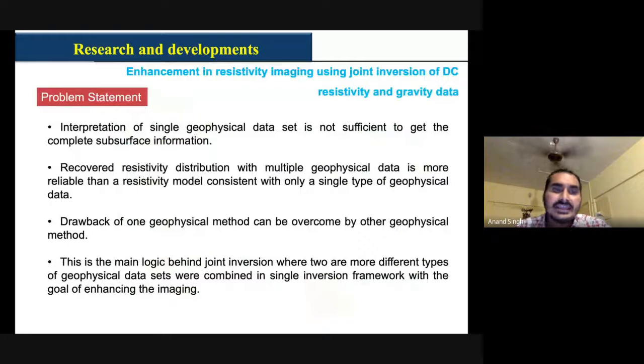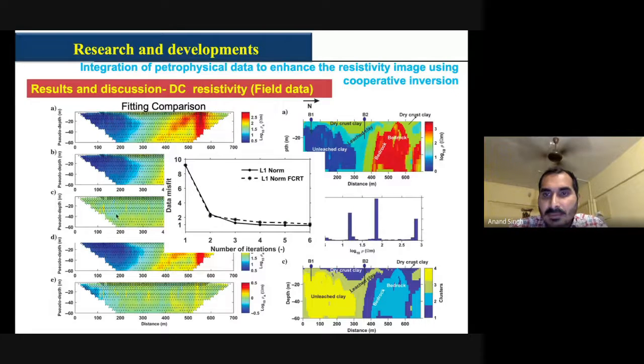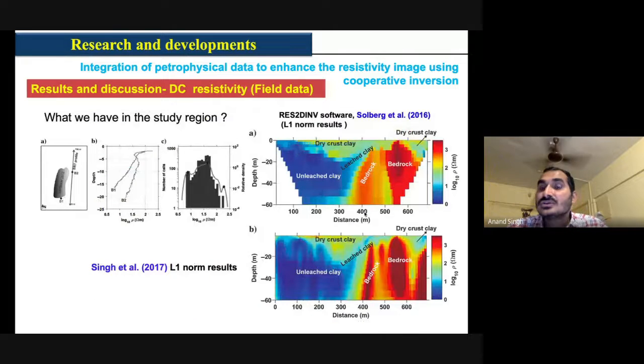Now, the second problem statement which I wanted to discuss is that the result you have got is the interpretation of one geophysical data set. Meaning, you are working with the DC resistivity data, then you will get one particular model. Now, if you use the same area but utilize the gravity data, then your result will be different. So which model are you going to trust?